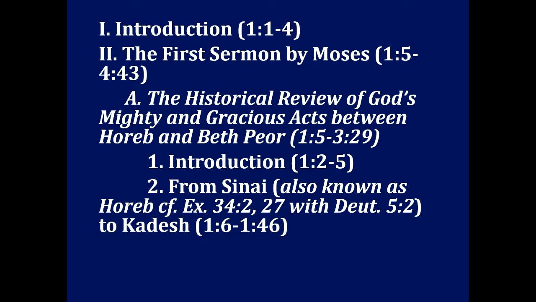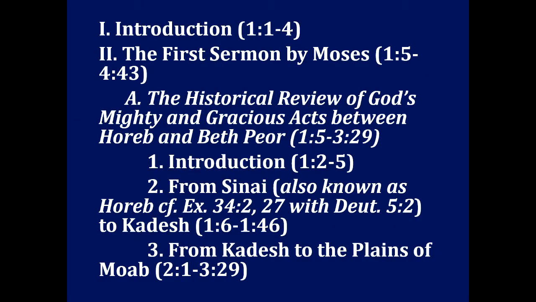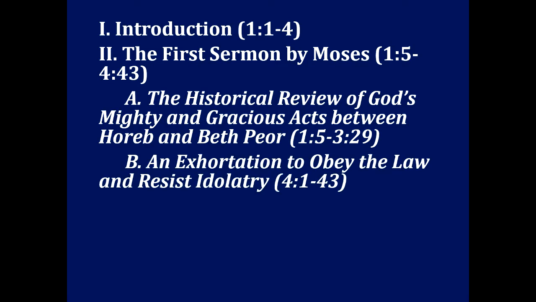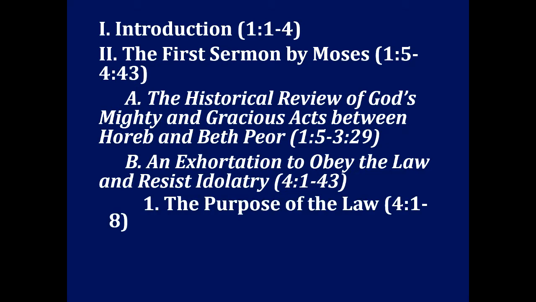So we have the introduction that comes in chapter 1, verses 2 through 5. And then he's going to move from Sinai to Kadesh, chapter 1, verse 6 through 146. And Kadesh is also, or Horeb is also Sinai, and that's why I put that in the brackets. Then he goes from Kadesh to the plains of Moab, 2:1 through 3:29. And this is just to get us prepared, the introduction. Then he gives an exhortation to obey and resist idolatry, chapter 1, verses 1 through 43. He gives the purpose of the law, 4:1 through 8.